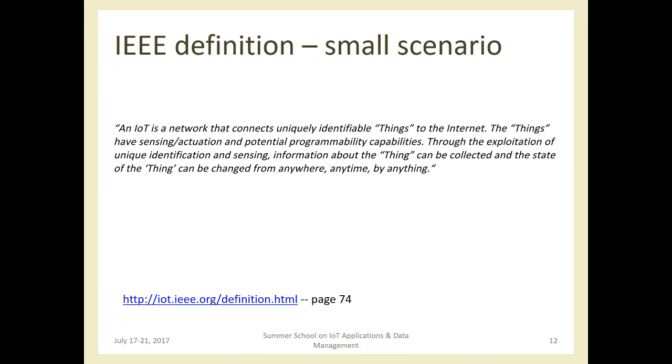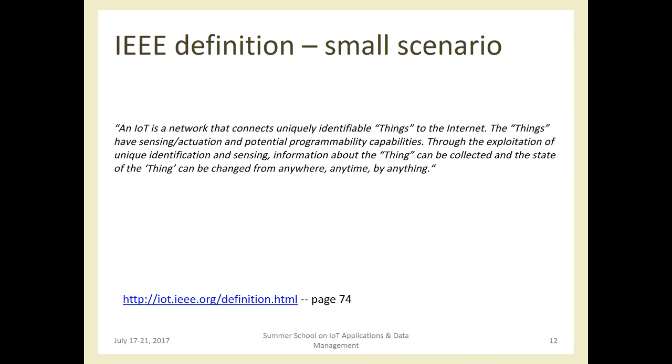The first one is defined for a small scenario. A small scenario IoT system is a network that connects uniquely identifiable things to the internet. The things have sensing and actuation and programmability capabilities. So a thing should be programmable, able to have some sensors and possibly some actuators. Through the exploitation of unique identification and sensing, information about the thing can be collected and the state of the thing can be changed from anywhere, anytime, by anything, given the permission, probably.